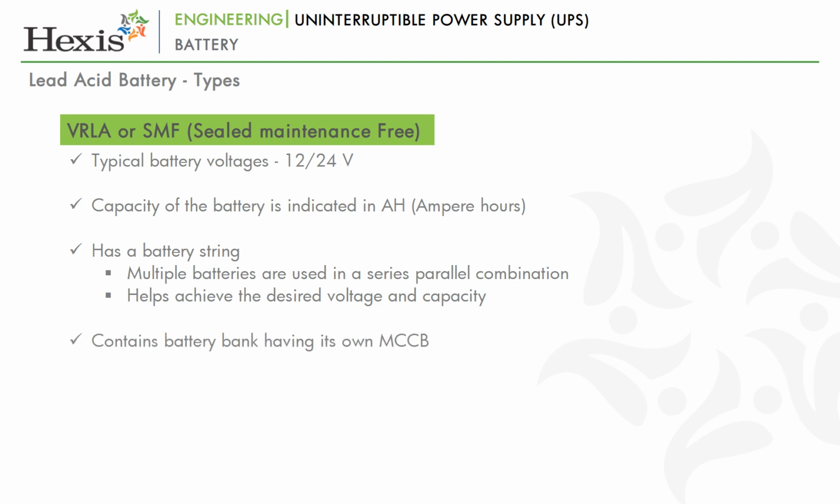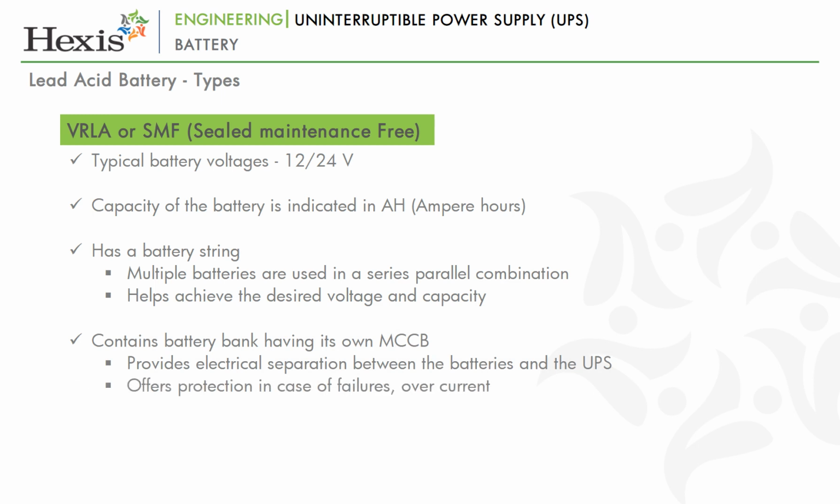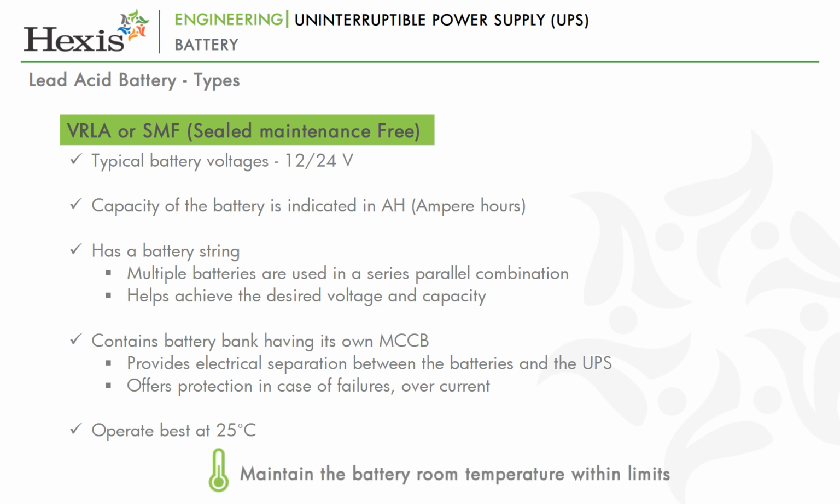The battery bank usually has its own MCCB, which provides electrical separation between the batteries and the UPS and also offers protection in case of failures, overcurrent, etc. The VRLA batteries operate best at 25 degrees Celsius, and higher temperatures can have an adverse effect on the life of the battery. Therefore, it is important that the battery room temperature is maintained within limits.